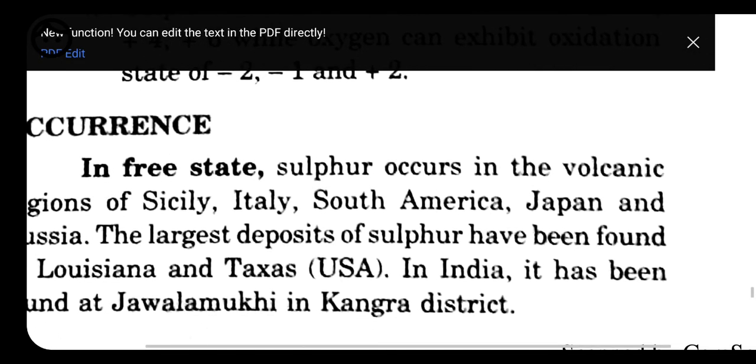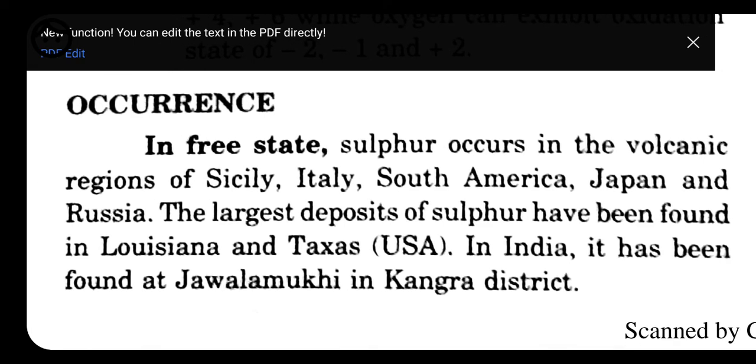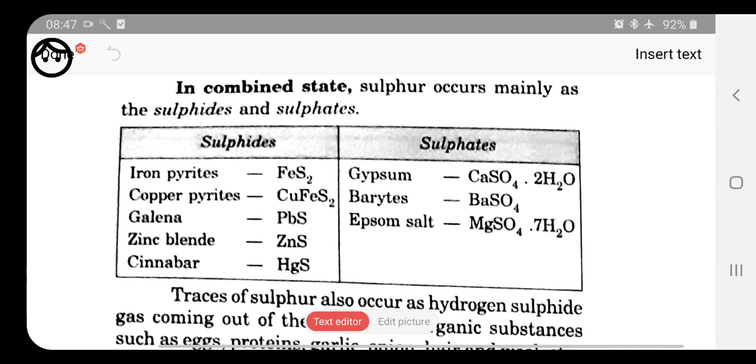Occurrence: it can occur in the free state also, and in volcanic eruptions it can be present in the combined state, that is in the form of sulfide or sulfate. See, iron pyrite, copper pyrite, galena, zinc blende, cinnabar, gypsum, barytes, Epsom salt. In all these, sulfur is present in the form of salt, in the form of sulfide or sulfate. So mostly sulfur is present in the combined state.